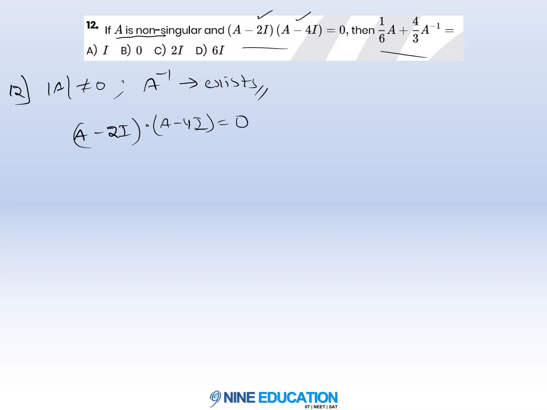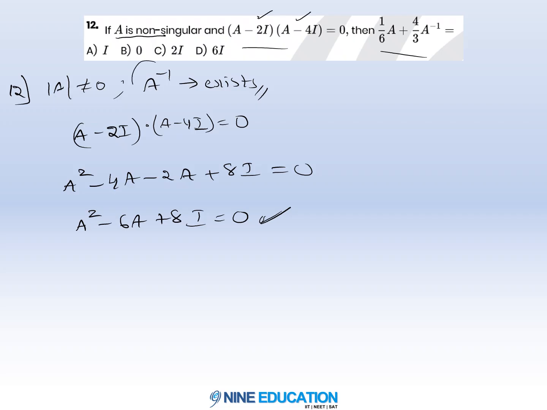So multiply these two brackets here. A into A, A square, minus 4 times A into I, which is 4A. Here minus 2 times I into A is also A, plus minus 2 into minus 4I will be plus 8 times I square, which is again I, equals the null matrix. So A square minus 6A plus 8I equals the null matrix. So we need A and A inverse in this expression. We know A inverse will exist, so we can pre-multiply or post-multiply with A inverse to generate A inverse in this equation.